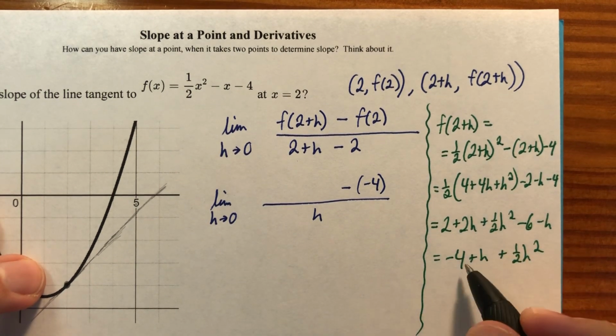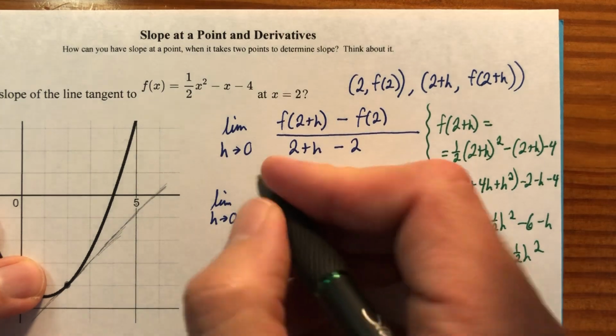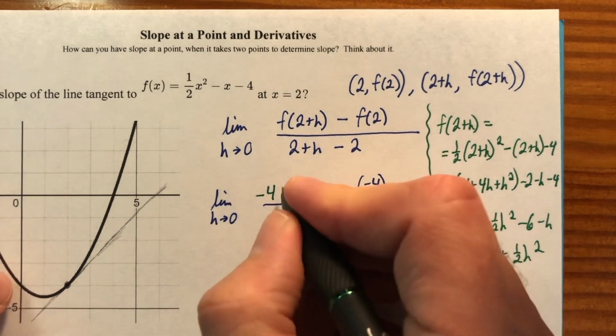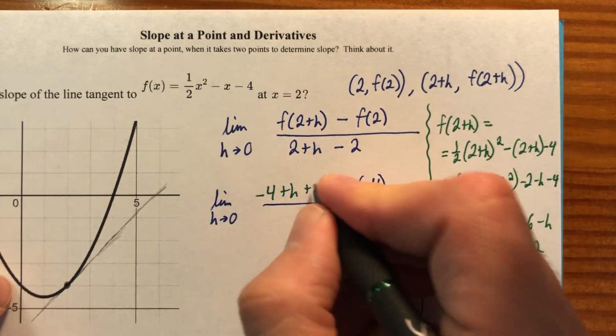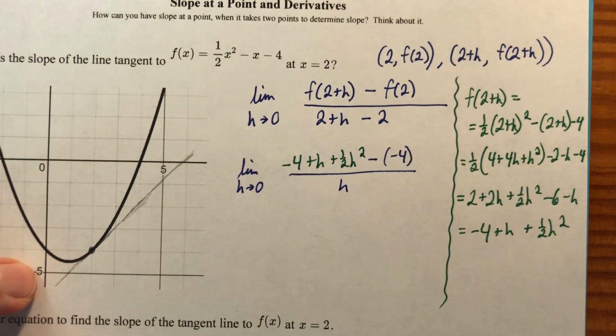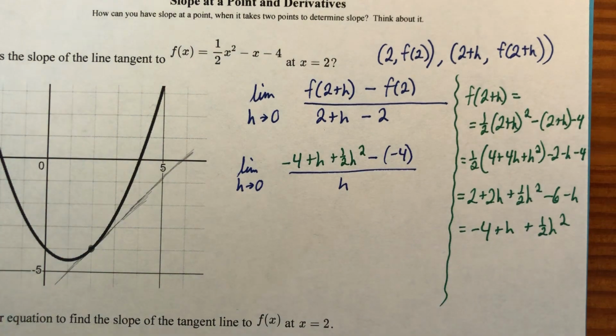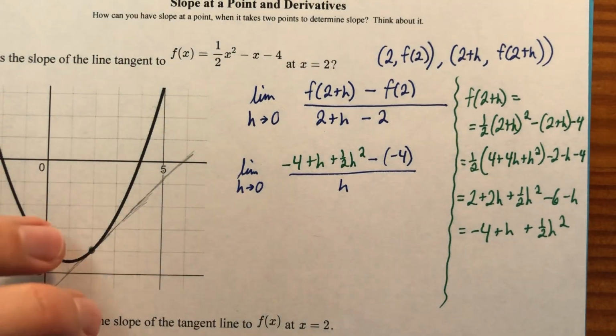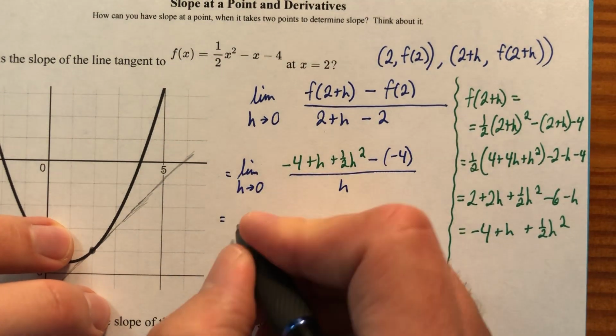Okay, so what I got here in green is going to go here. I'll put it in green just to kind of show you where it came from. -4 plus h plus 1/2 h squared. And we can start canceling some things out, and it's going to get pretty clean pretty quickly, actually. At this point, it just starts getting very clean very fast.